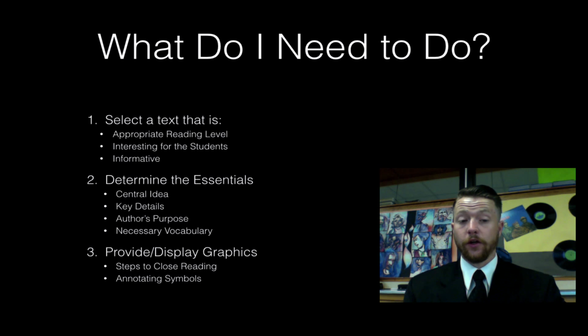How do we proceed through this? Well, the first step is to find a text that is grade level appropriate, would be interesting to the students, and is meaningful or informative. You as the teacher need to look at that text and do a close reading yourself to determine the central idea, the key details, the author's purpose in writing it, kind of their opinion, their attitude towards the topic, and identify any necessary vocabulary that students would have to have in order to be able to understand what the author is saying.